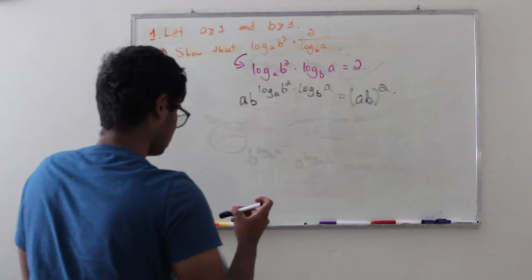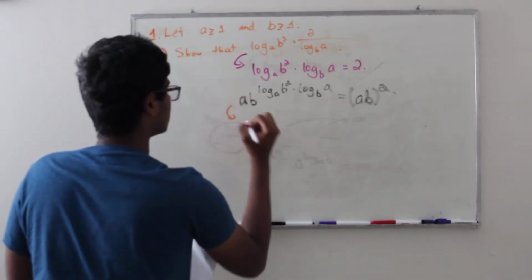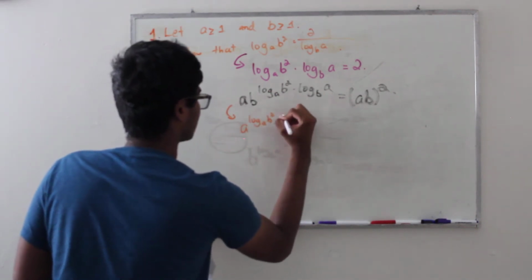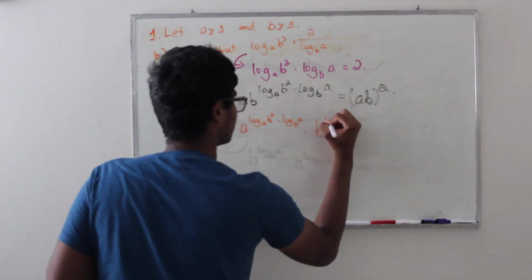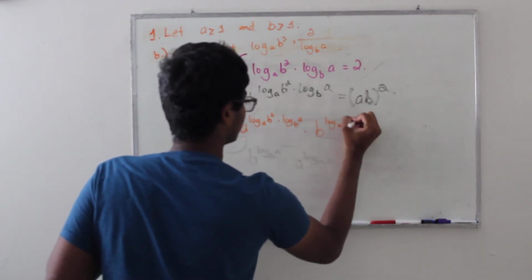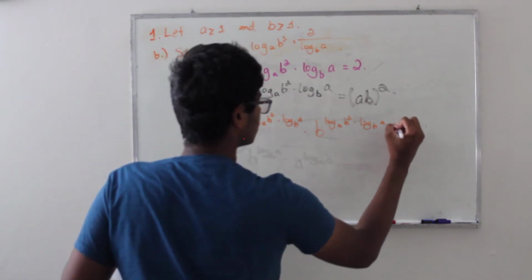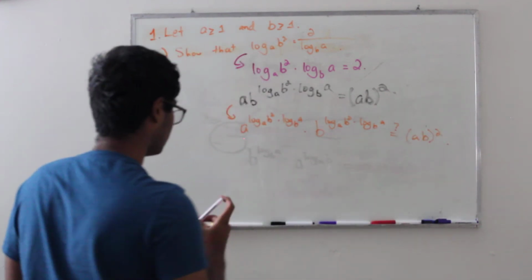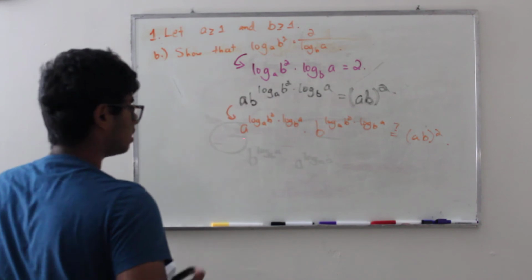So simplifying that gives us A to the log base A of B squared times log base B of A times B to all of this stuff, so log base A of B squared times log base B of A, presumably equals AB whole squared. So again, we do a little bit of cancellation stuff here.